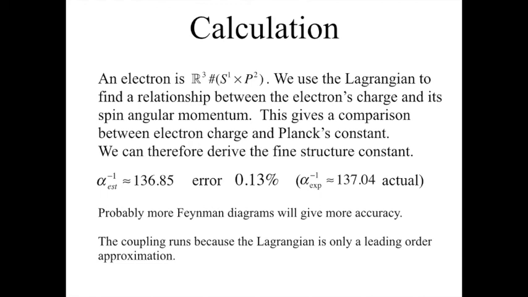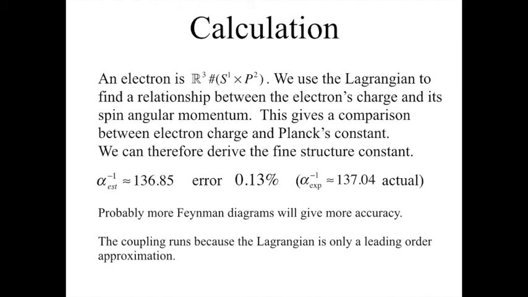An electron is an elementary fermion, and it has the topology R3 # S1 × P2. We can use the Lagrangian to find a relationship between the electron's charge and its spin angular momentum. Remembering that the spin angular momentum has magnitude h bar over 2, this gives us a comparison between the electron charge and Planck's constant. We can therefore derive the fine structure constant. We arrive at an estimate of alpha inverse of approximately 136.85, which has an error of about 0.1% in comparison to the actual value of 137.04. We emphasize that in this calculation, there was no fine tuning. No parameters were altered to produce this result.